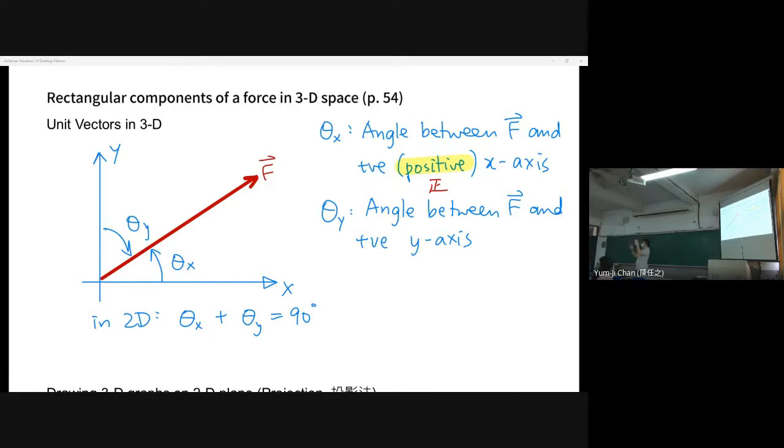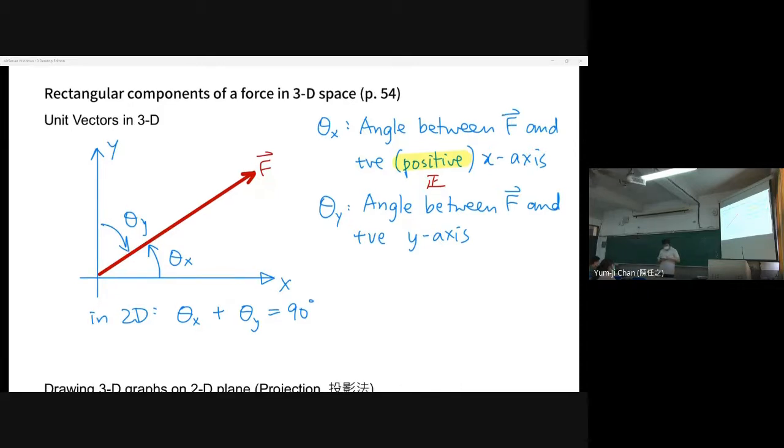By the right hand rule, X, Y, and then Z. So if the force has a Z axis component, the angle goes like this, and you can see that of course we have a theta Y here and theta X here, but we have a gap here, we have some space here. So it means in 3D, theta X plus theta Y is larger than 90 degrees.